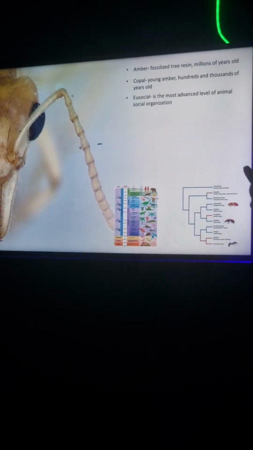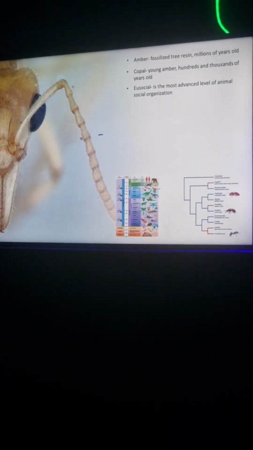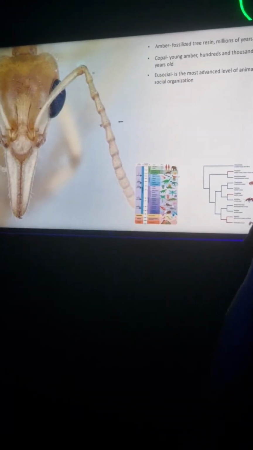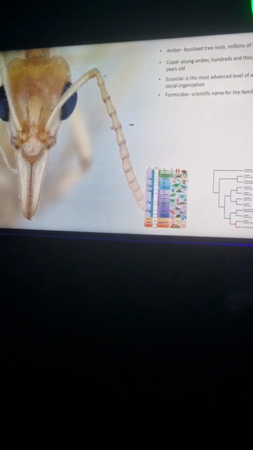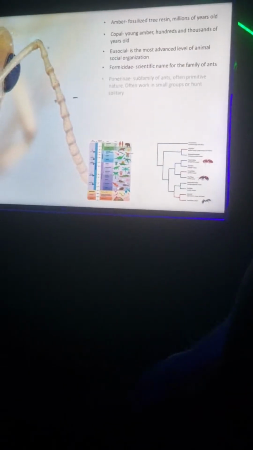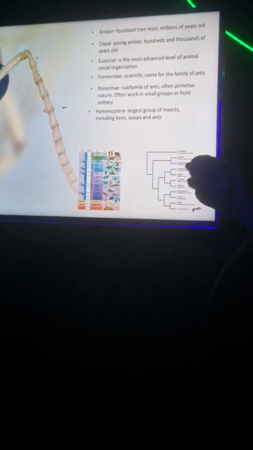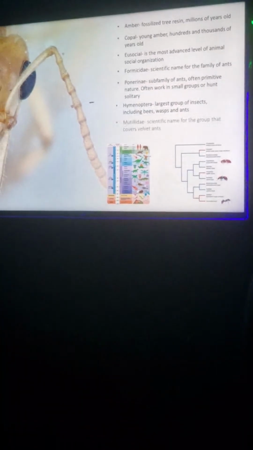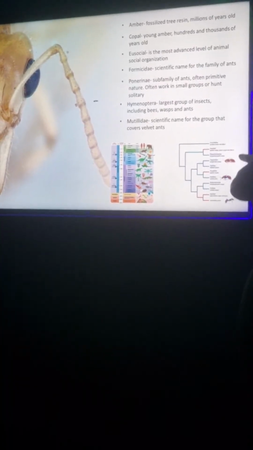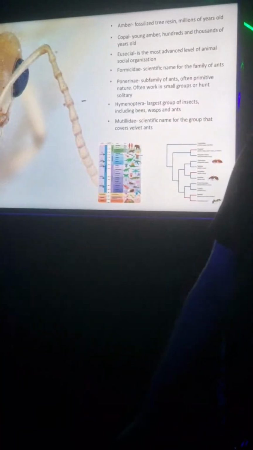So eusocial is one of the things we're talking about, which is essentially the social organisation of the species. Formicidae is the Latin name for the family of ants. Polyreinae is a subfamily that Rachel will be giving you a little bit of information on later on. And Hymenoptera is essentially the overall group that includes ants, wasps, bees. And Mutillidae is one that we'll touch on a little bit, that is the group that includes species like velvet ants.